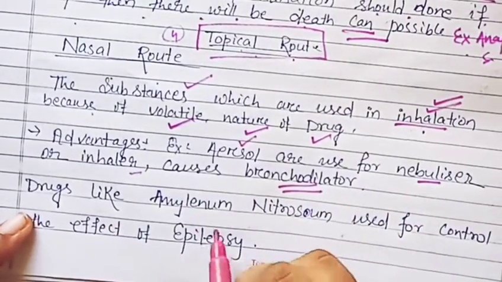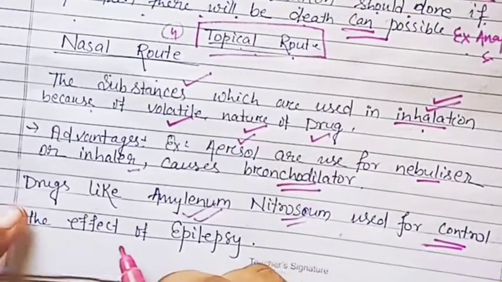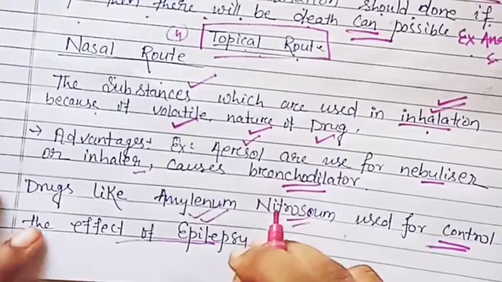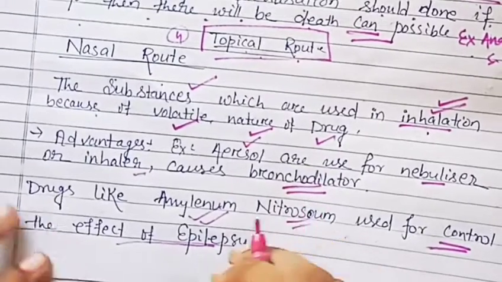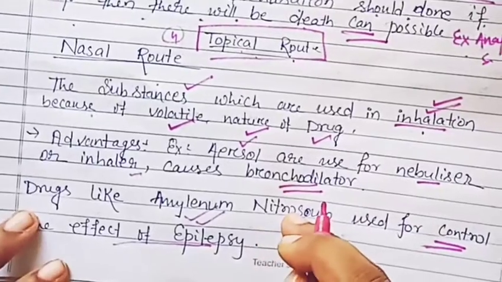Also we use amyl nitrite, which is used for the control of epilepsy. When the person has an epileptic attack, they are unconscious, so in that way we can use it by inhalation.